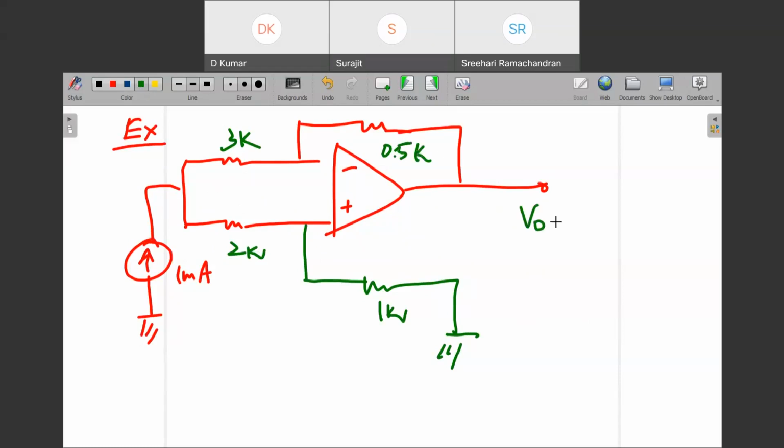You have to find V naught. Both of you, yes. Suppose this is a GATE problem, right? And it is of 2 marks, suppose. Then what will you do? V naught. And you have only 10 seconds, or you can say you have only 30 seconds, 20 seconds. How are you going to solve this problem? So 0.5 volt.